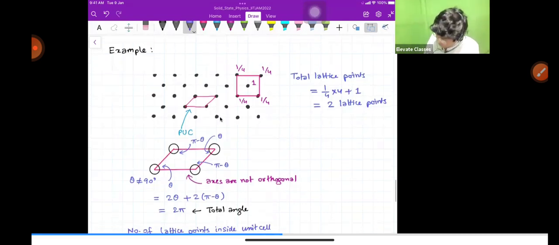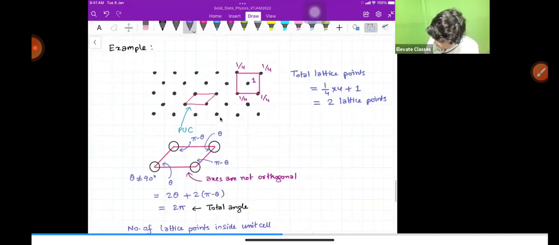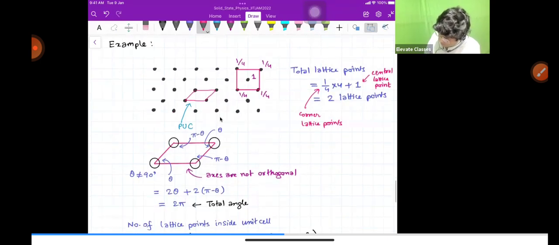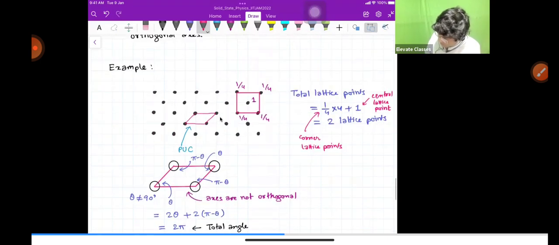So this is a contribution from corner lattice points, and this is a contribution from the central lattice point. Okay, so this is a conventional unit cell.